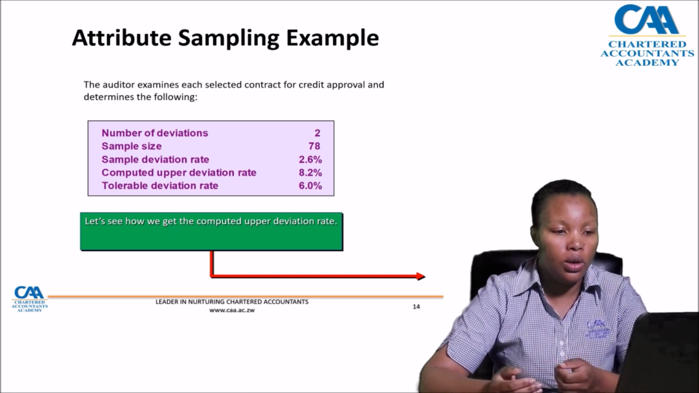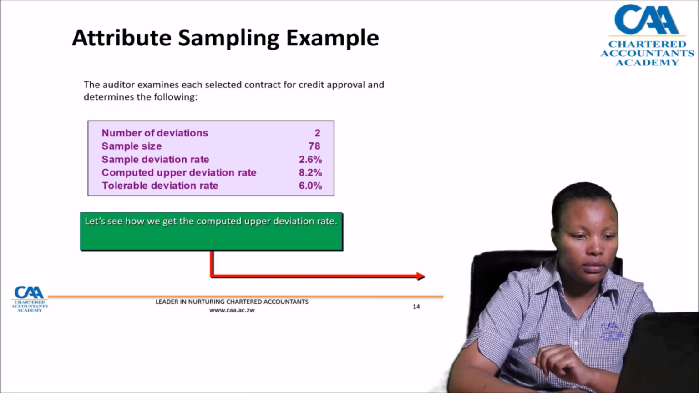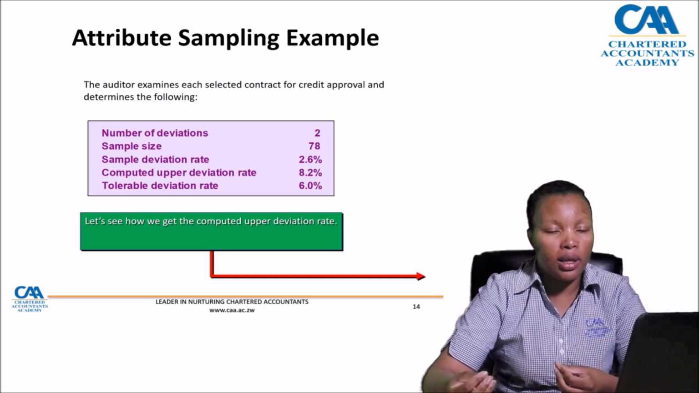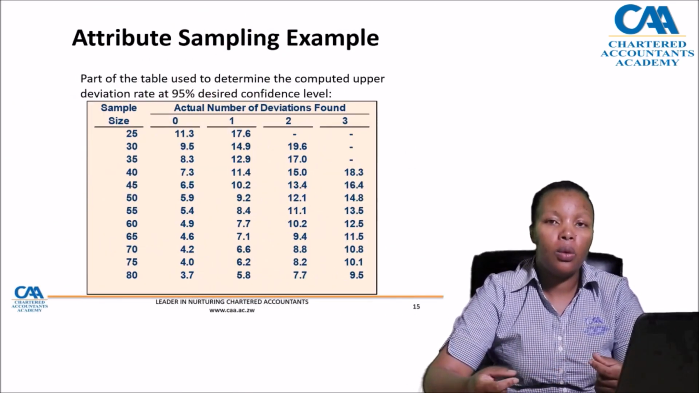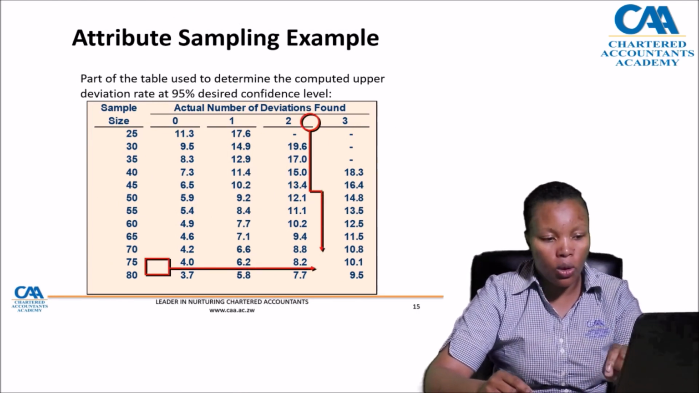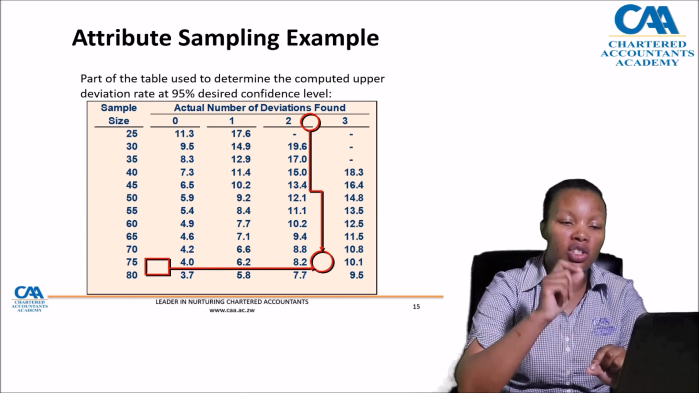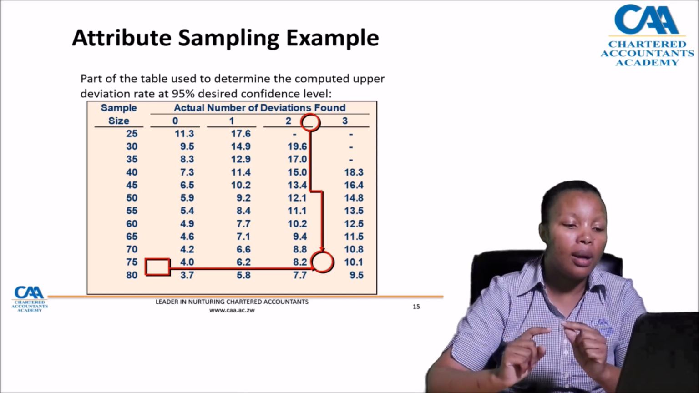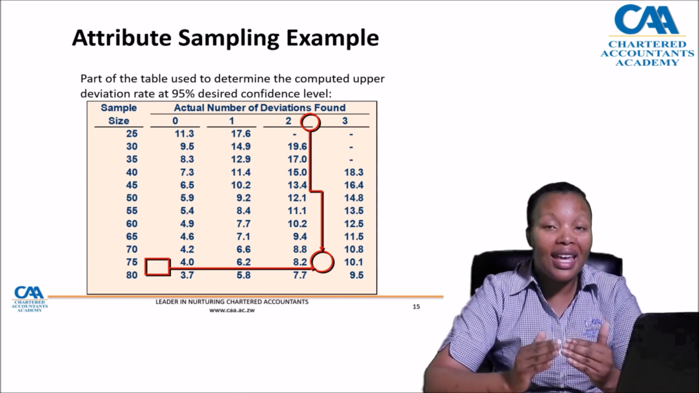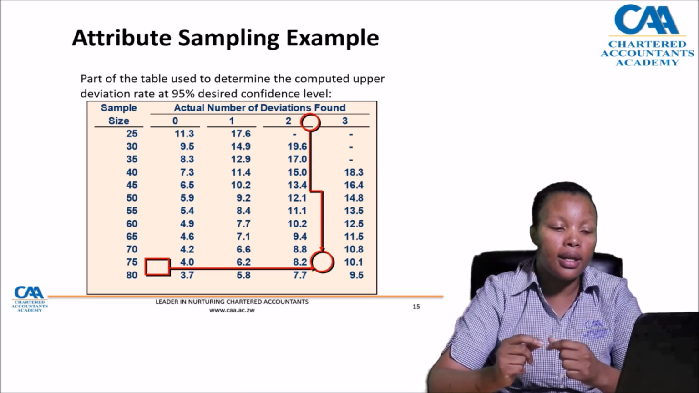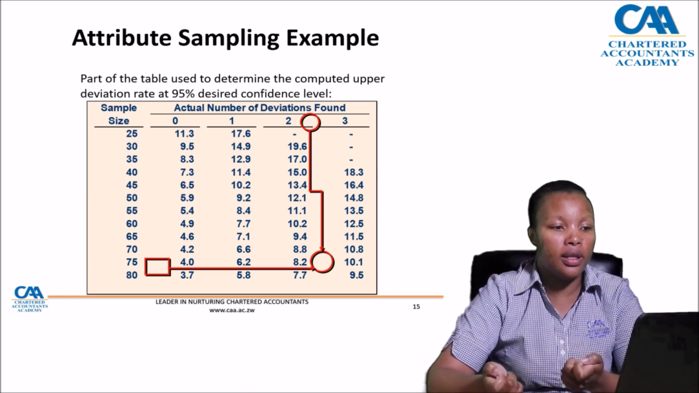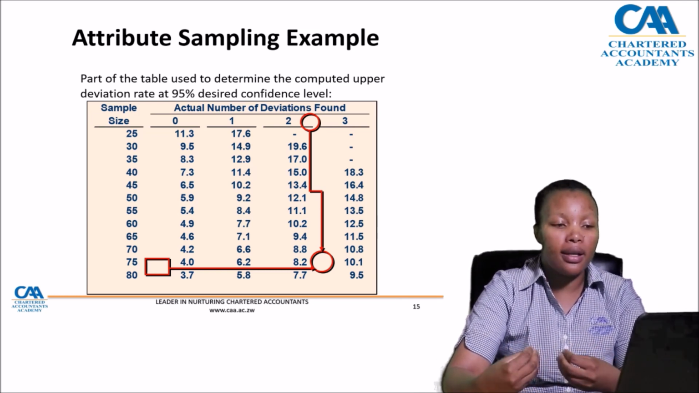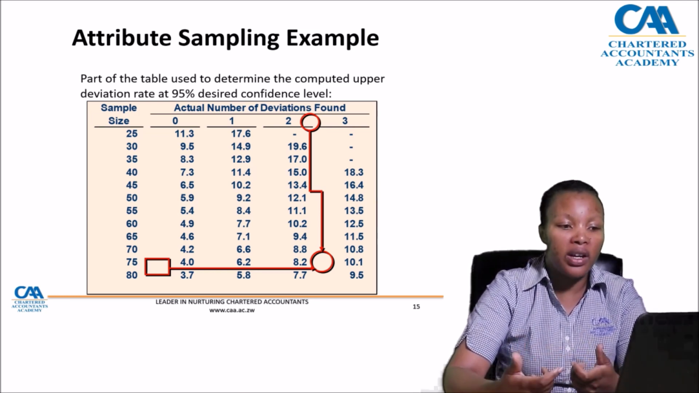Again, you can use your sampling table. Normally this could be software that can be used, or you can use your Excel to come up with, firstly, your sample size. If you go straight down, your sample size was 78 and your deviations were 2. So when your deviations are 2 and your sample size is 78, you need to find the point where they intersect. That is the rate that is used as the deviation rate, and it was 8.2%. But this is calculated by an Excel spreadsheet, where you input certain variables for it to come up with this.